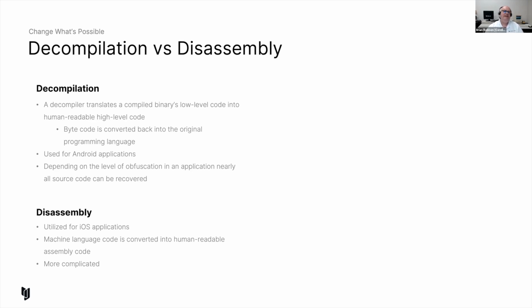Now, disassembly is a little bit different. Unfortunately, it doesn't provide as much visibility into the original code. And this is what is utilized for iOS applications. Essentially, that machine code gets converted back to human readable assembly code. So it's a lot of best-guess type of things to get converted back. It's way more complicated.